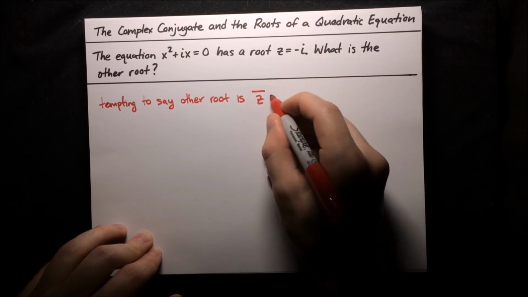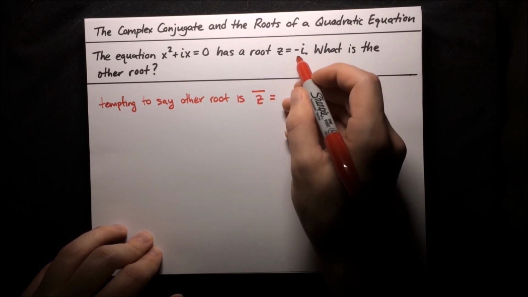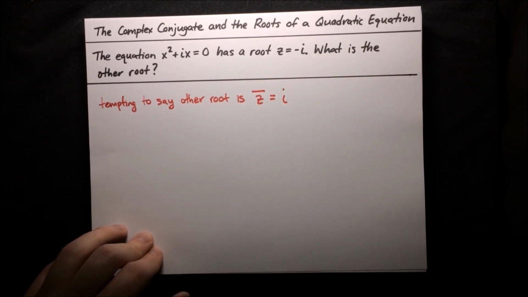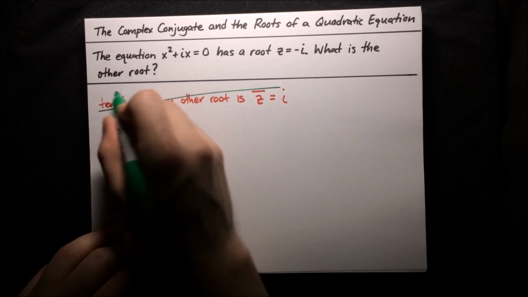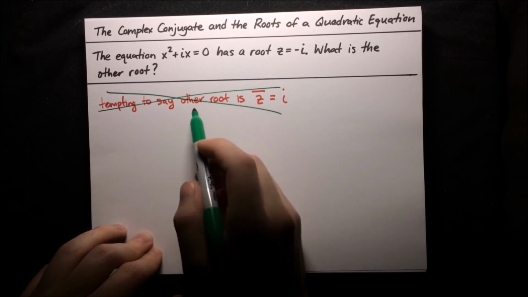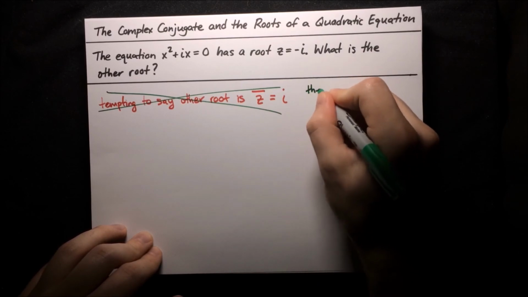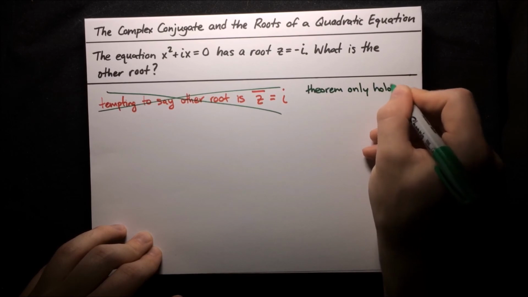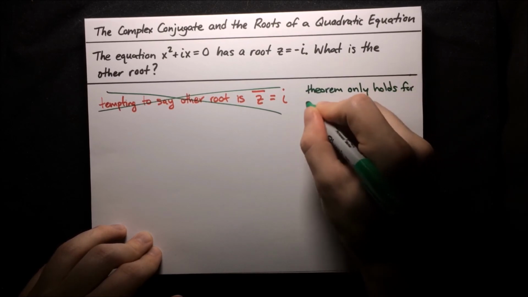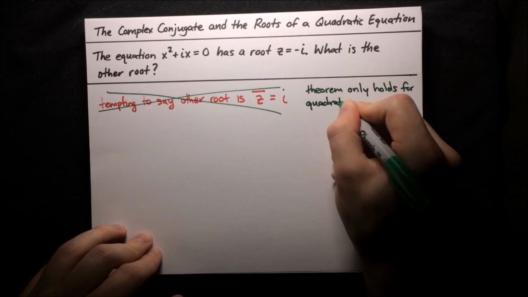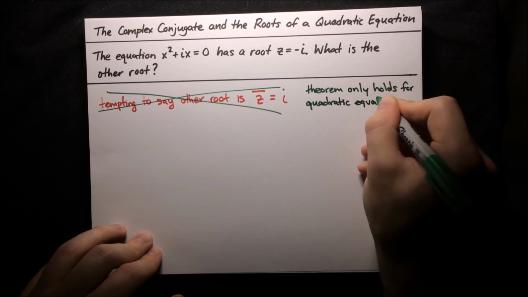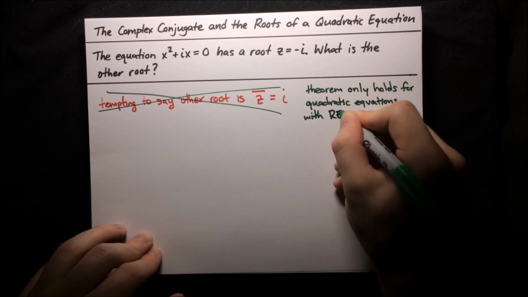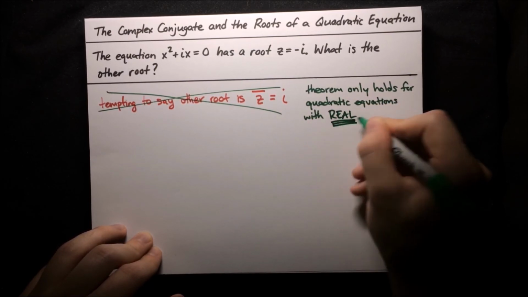So it keeps the same real part. It doesn't have a real part. So we just flip the sign of the imaginary part and get i. It's tempting to say that. But this would not be correct. And the reason why this is not correct is that the theorem only holds for quadratic equations with real coefficients.